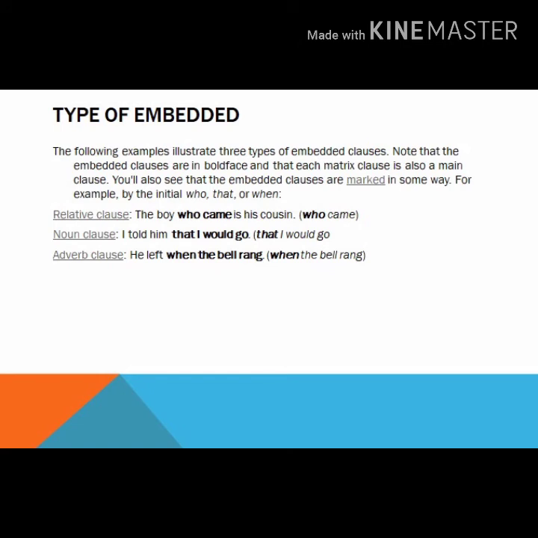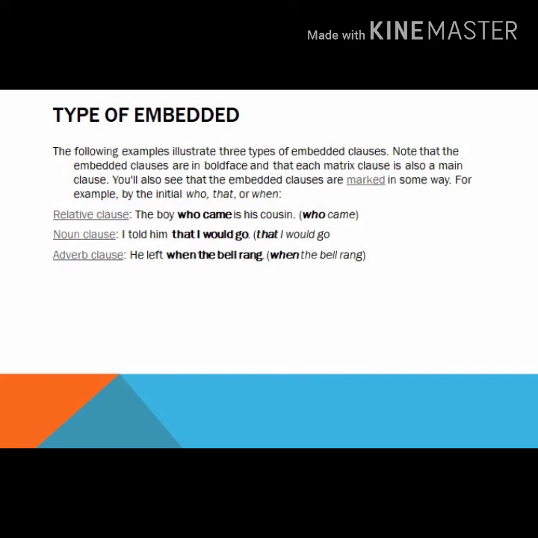The following example illustrates three types of embedded clauses. The embedded clauses are in boldface, and each matrix clause is also a main clause. You can also see that the embedded clauses are marked in some way, for example, by the initial who, that, or when.